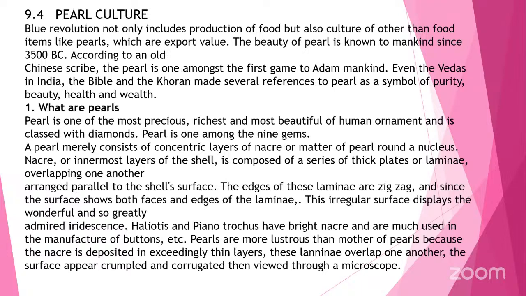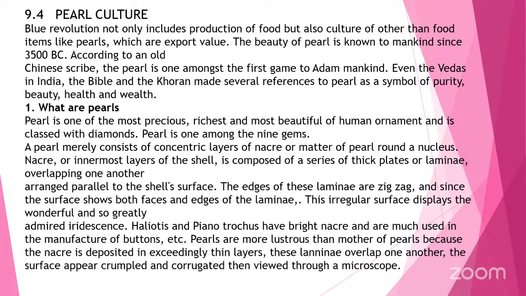How are they prepared? How are they manufactured? Pearl is one of the most precious, richest, and most beautiful of human ornaments and is classed with diamonds. Pearl is one among the 9 gems. A pearl merely consists of concentric layers of nacre, or matter of pearl, around a nucleus.